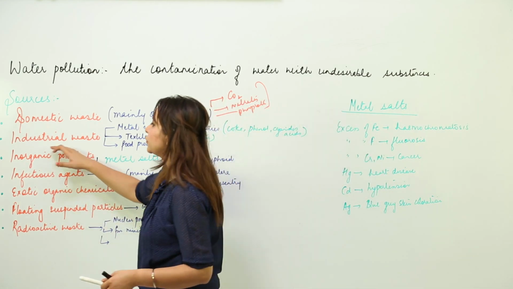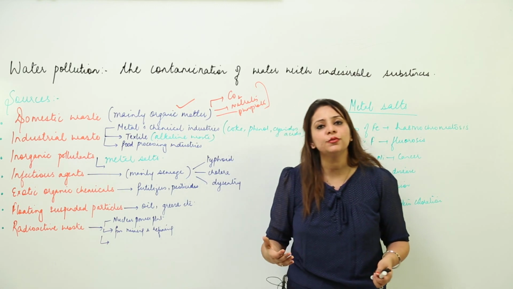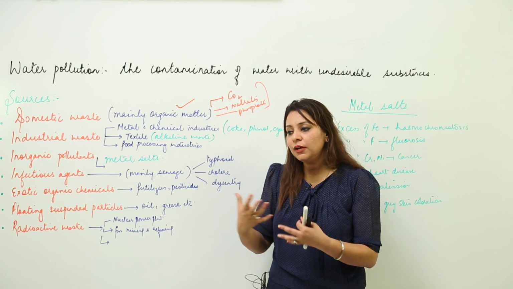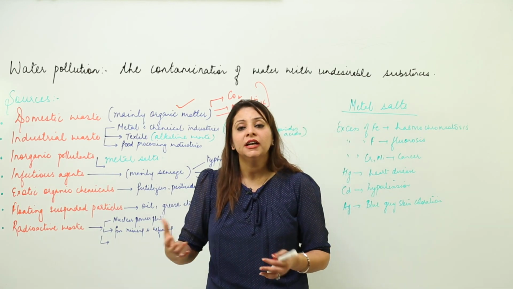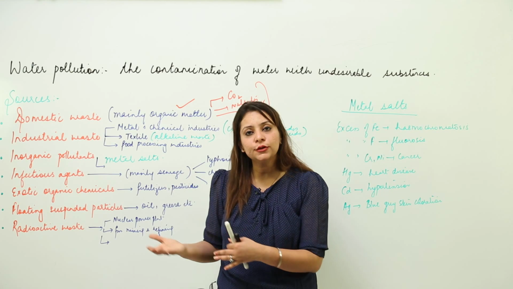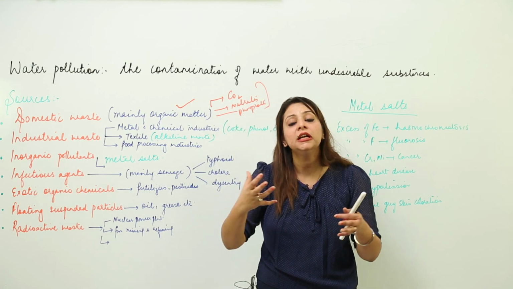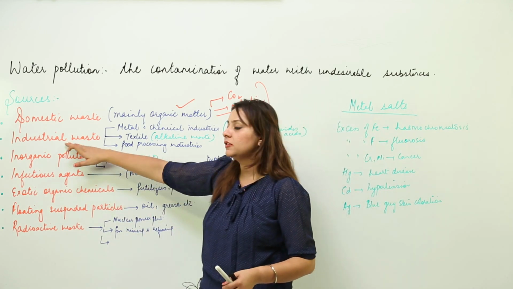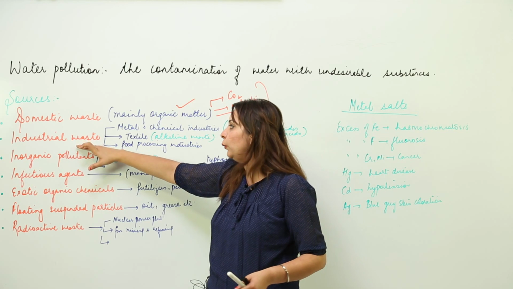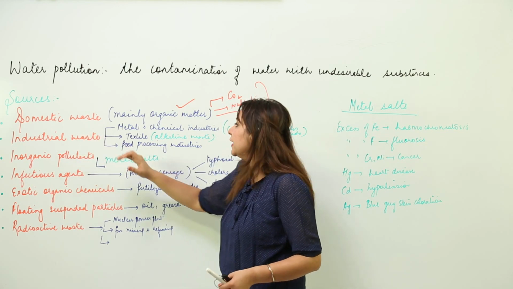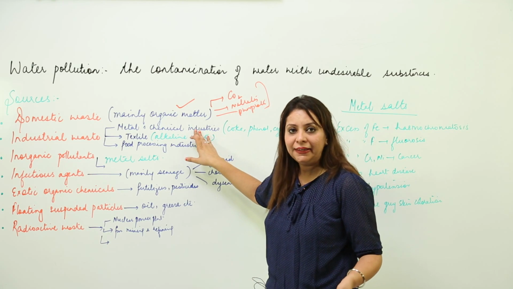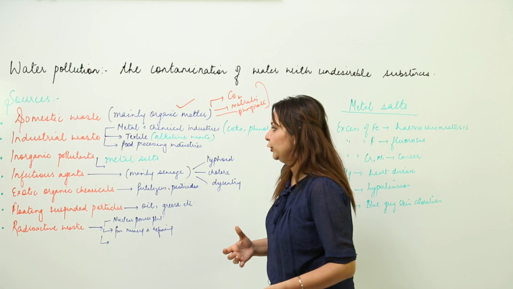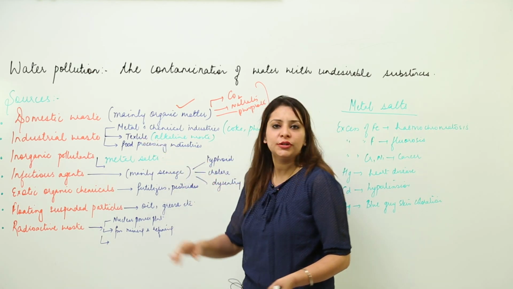Second we have industrial waste. As we all know, due to modernization the industries are increasing day by day. They are making very useful products for us, but along with the useful products, certain harmful substances are also liberated. Those harmful wastes comprise the industrial waste, and mainly it is the metal and chemical industries, the textile industries and food processing industries that contribute to water pollution.